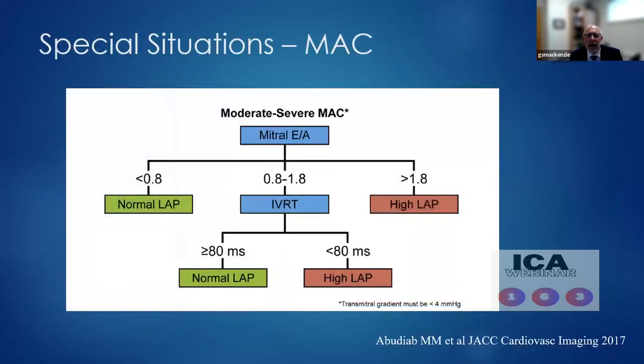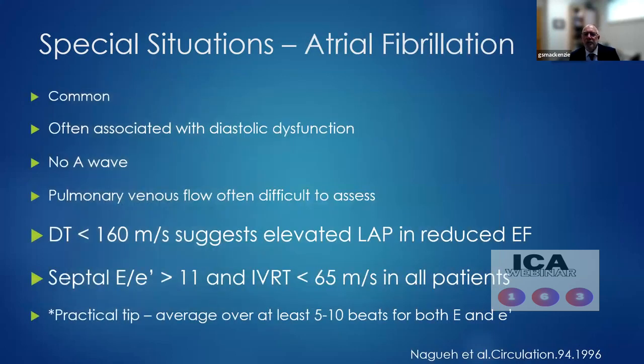So you can see here our E to A ratio was 1.5. We had to measure our IVRT to make the determination, it was 70. So that particular patient would be graded as having grade 2 diastolic dysfunction based on that particular algorithm.